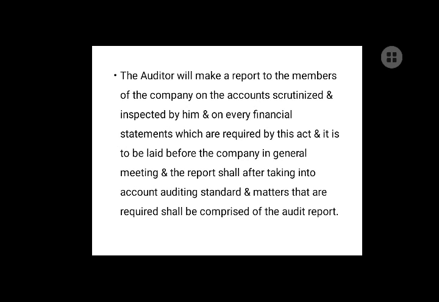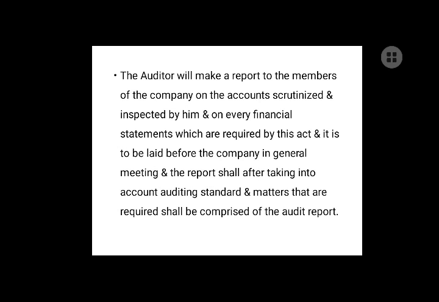The auditor will make a report to the members of the company on accounts scrutinized. So the auditor has a right to access the accounts for the purpose of scrutinizing them, and on every financial statement which is required by this Act, it is to be laid before the company in general meeting. So it is his duty that whatever statements are required as per the Act should be laid before the company. It should be prepared, maintained, authorized, scrutinized, examined, inspected, and kept before the general meeting.